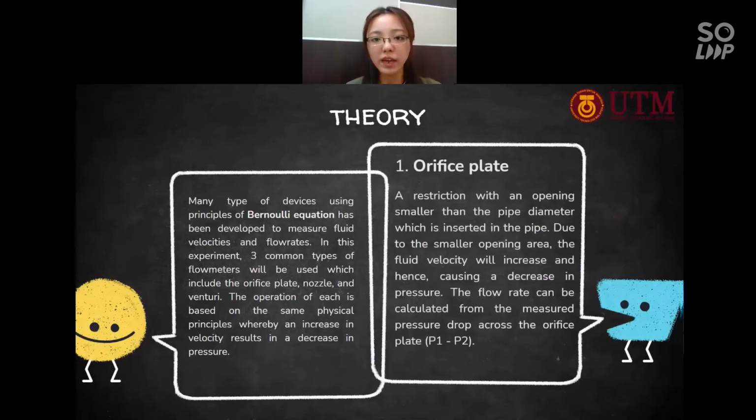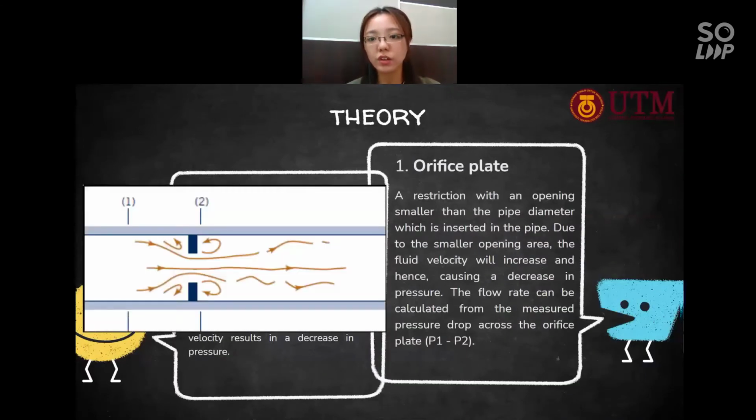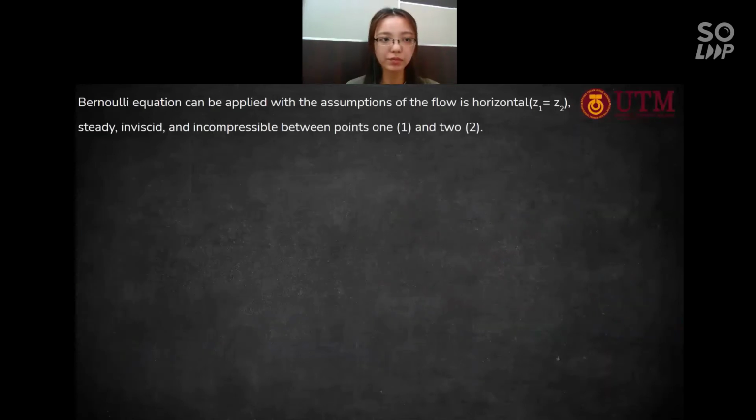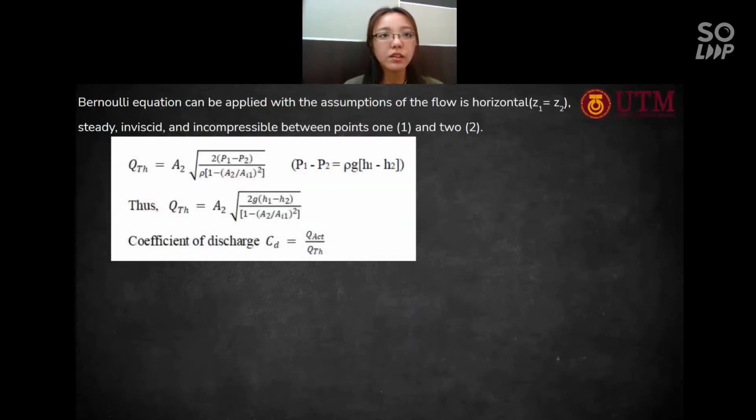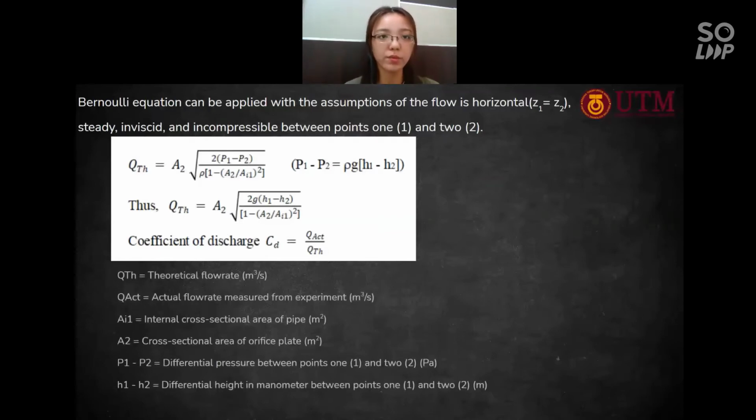Next, I will explain the theories. In the orifice plate, a restriction with an opening smaller than the pipe diameter is inserted in the pipe. Due to the smaller opening area, the fluid velocity will increase, causing a decrease in pressure. The flow rate can be calculated from the measured pressure drop across the orifice plate. The Bernoulli equation can be applied with the assumption that the flow is horizontal, steady, inviscid, and incompressible between point 1 and point 2. The equation for the theoretical flow can be expressed as the following three equations. Below is the explanation of each symbol.